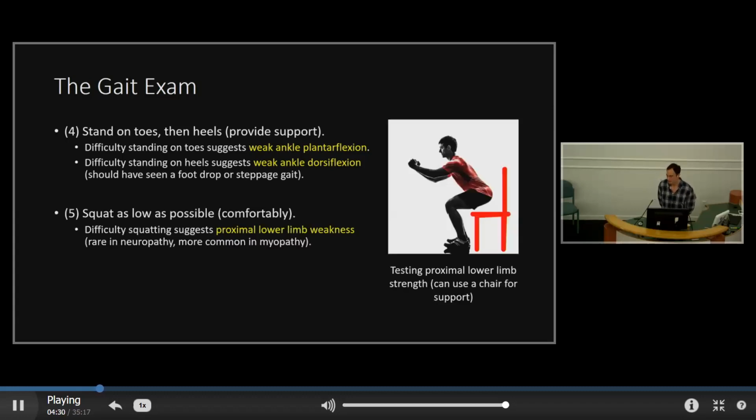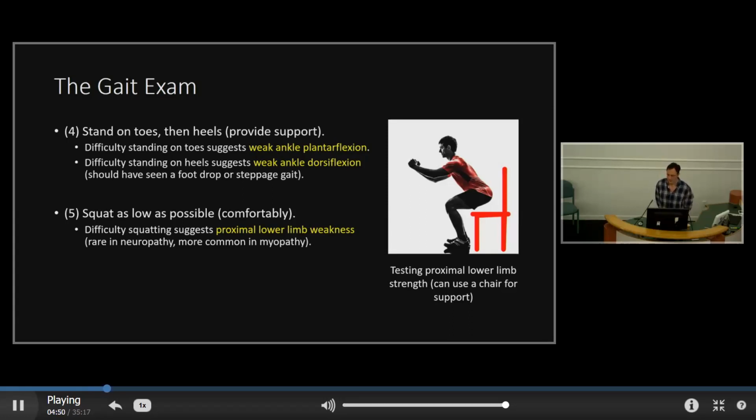This last step is very important for myopathy, the squat. So this is demonstrating in this photo, this picture here, how to properly do the squat. So you should demonstrate for the patient how to do it. And it's always good to have a chair under them if you think they may not be able to squat. You don't want them to squat down and be unable to get up, or even worse, fall into the floor.